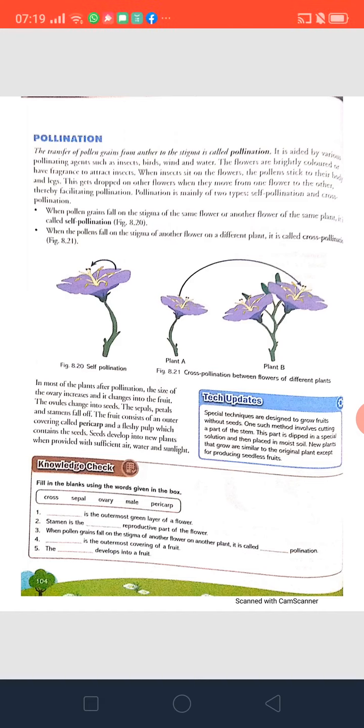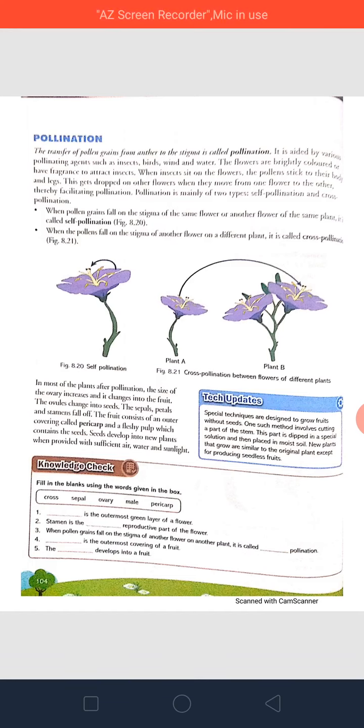So when insects sit on the flower, what happens? Pollen grains stick to the leg of the insect, and when these insects visit another flower, the pollen grains get transferred to the stigma of that flower. In this way, pollination occurs by the insect. So now, beta, this is very brief.